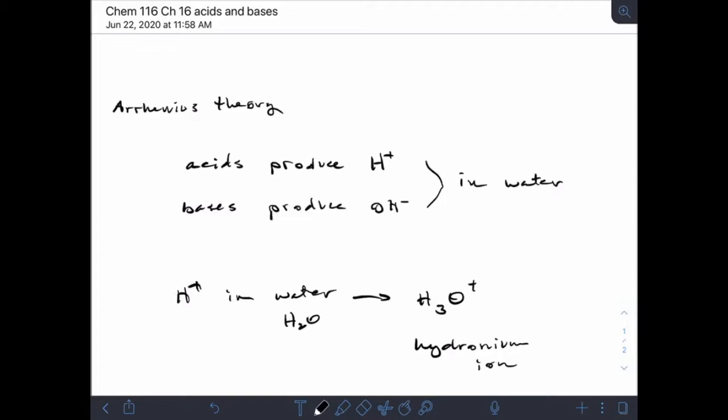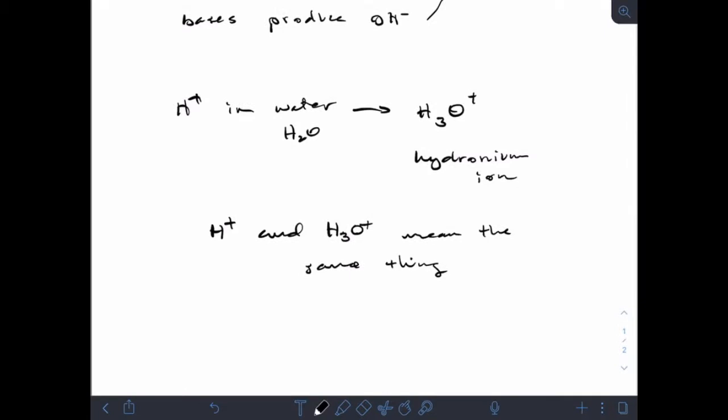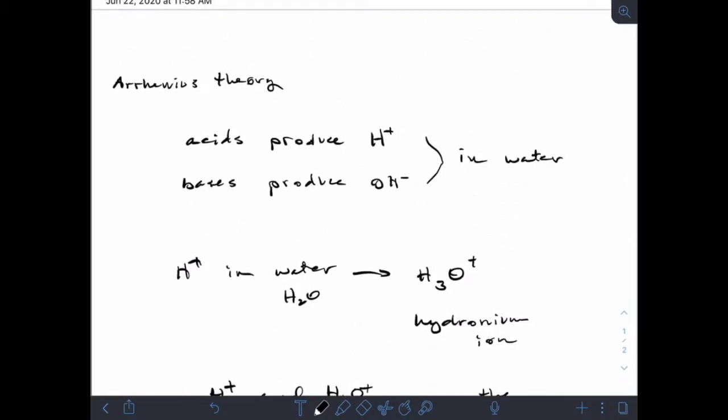Because this is such an automatic and assumed thing, as we go through this chapter and pretty much forevermore, H+ and H3O+ mean the same thing. Okay, we will often use H+ and H3O+ interchangeably in our terminology. So don't think about those as two separate things. Whenever we're talking about H3O+ concentration or H+ concentration, we're talking about the same thing. So in water, the Arrhenius theory says that acids produce H+ and bases produce OH-.